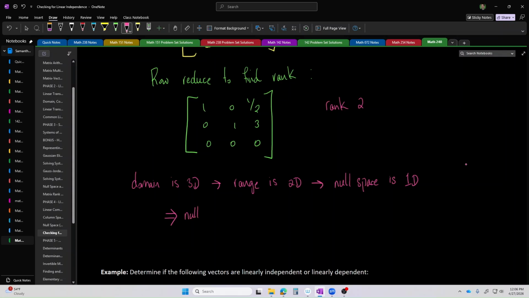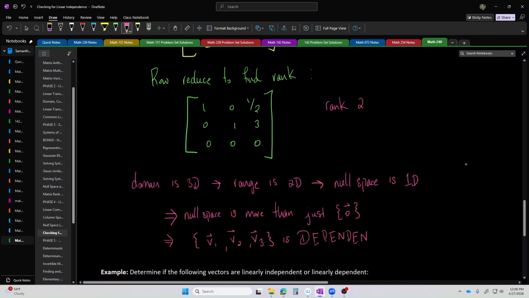So the null space is more than just 0. And because of that, we can conclude that the vectors v1, v2, v3, forming the columns of the matrix A, this is a dependent set. Not all of the vectors in this list are essential. Not all of the vectors here become pivot columns. Only 2 of the vectors here are essential. And there is a third vector that's corresponding to free variables.